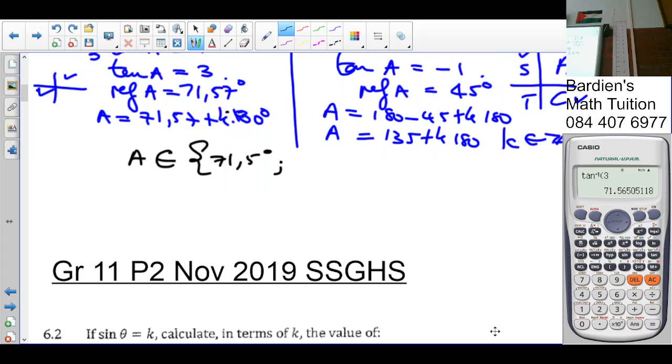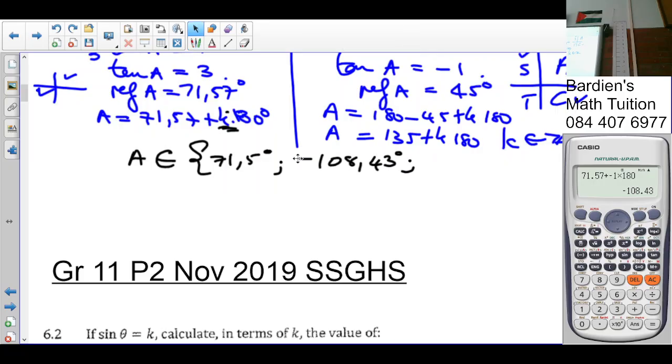Not so. Now I put a 1 in there. If I put the 1 in there, it's going to be over that 180. Not so. Now you put negative 1 in. So you say 71,57 plus negative 1 times 180. Give me negative 108,43. Now if I put negative 2 in there, it will be lower than the bottom end. Not so. Less than negative 180.